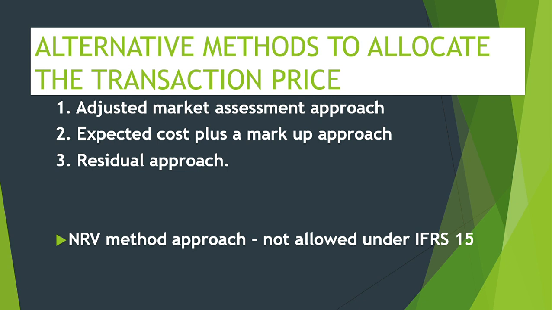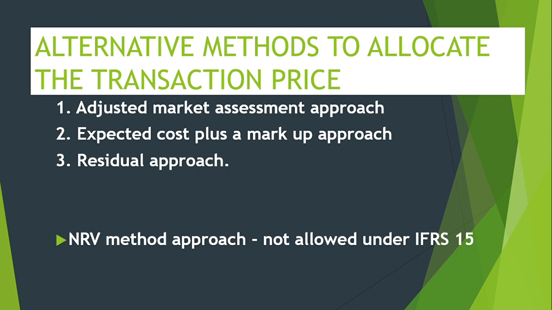These are the alternative methods to allocate the transaction price to the different performance obligations. So what are these? Number one is what we call the adjusted market assessment approach. What do you mean by adjusted market assessment approach? This is simply the competitor's pricing. The price is based on what a customer would be willing to pay in the market.